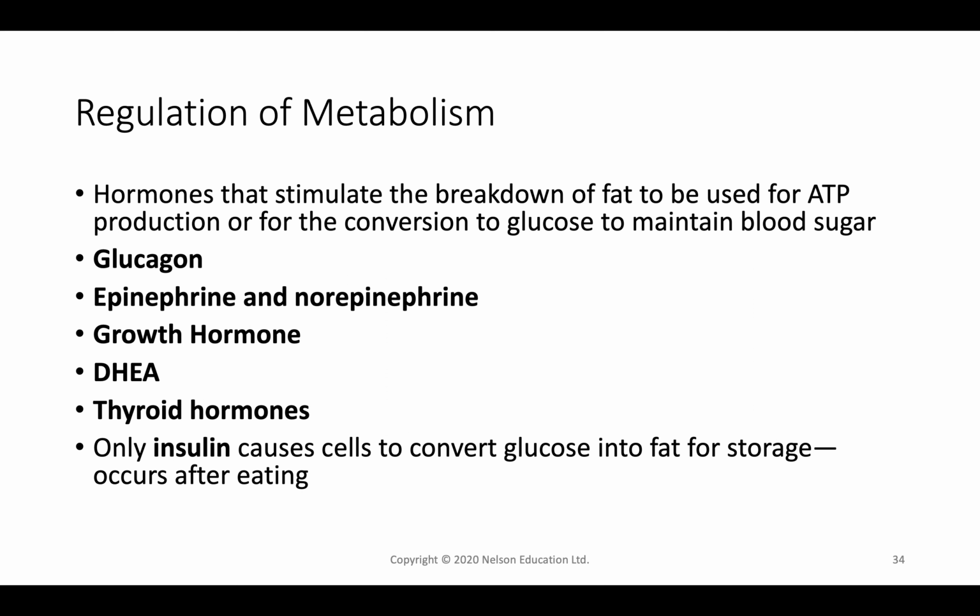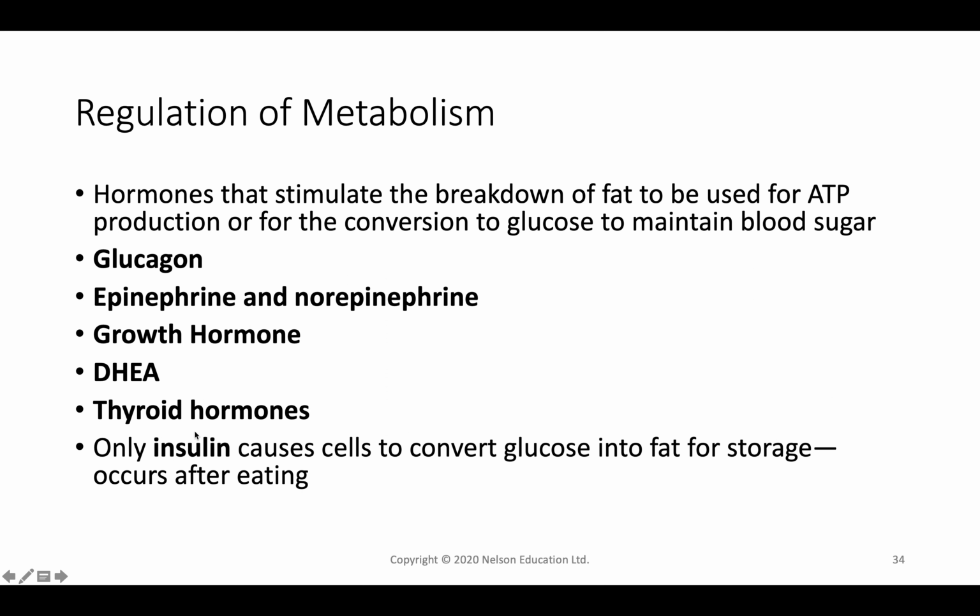All right, so this is a list of hormones that are responsible for metabolism regulation. So lots of different hormones can stimulate the breakdown of fat to be able to create ATP or for the conversion to glucose, right? So we use glucose to maintain blood sugar, but also we use it to create ATP. So it's all kind of linked together. But that's going to include hormones like glucagon, epinephrine and norepinephrine, growth hormone, DHEA, and thyroid hormones. So as you can see, there's a lot of different hormones that regulate metabolism.